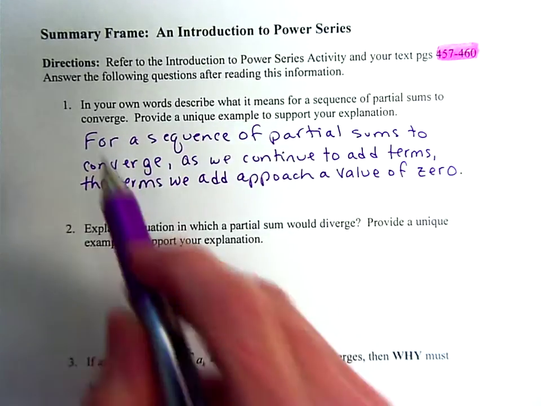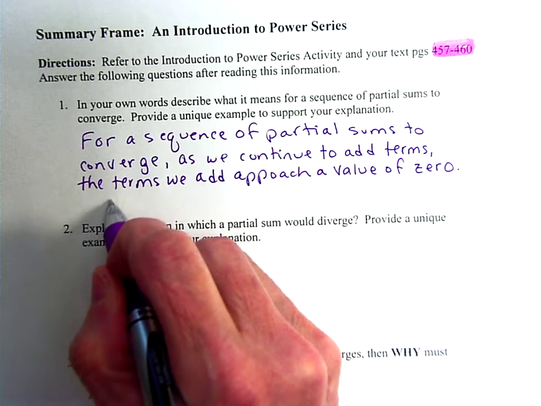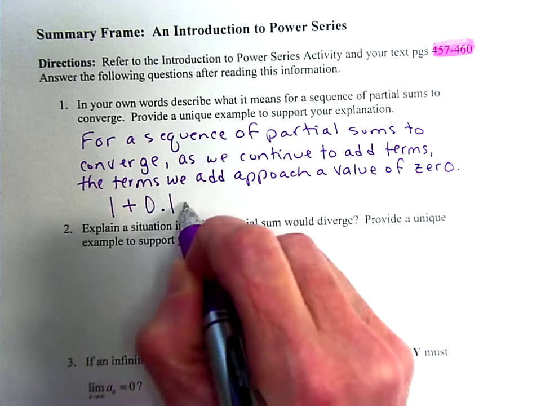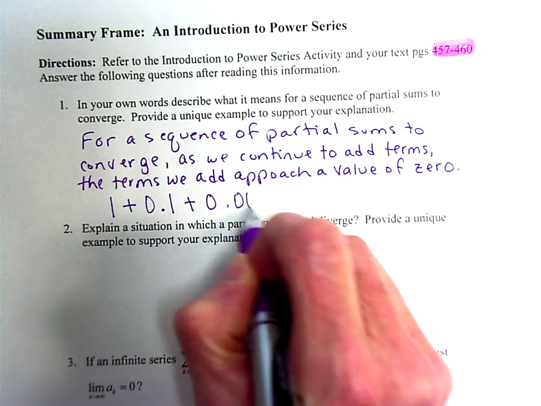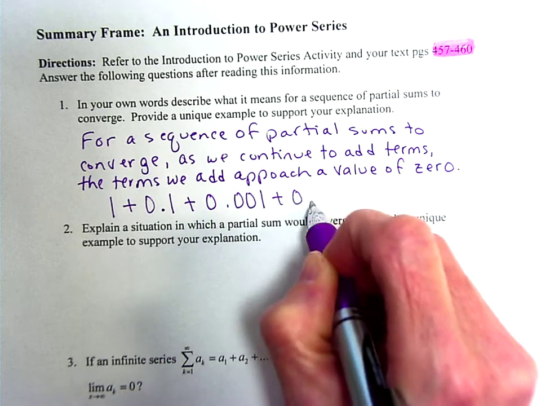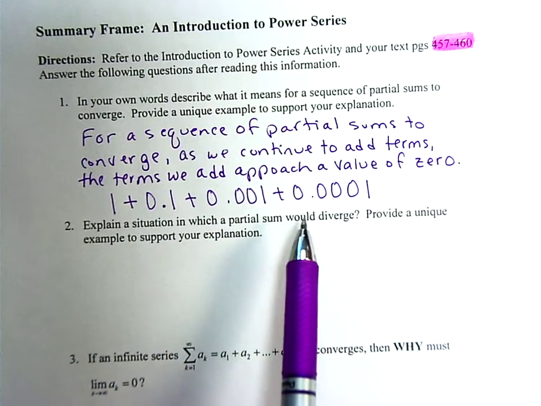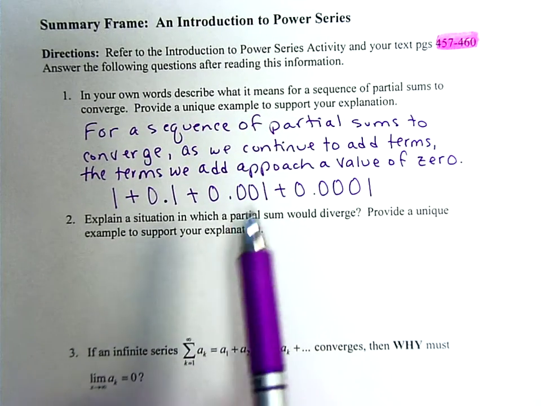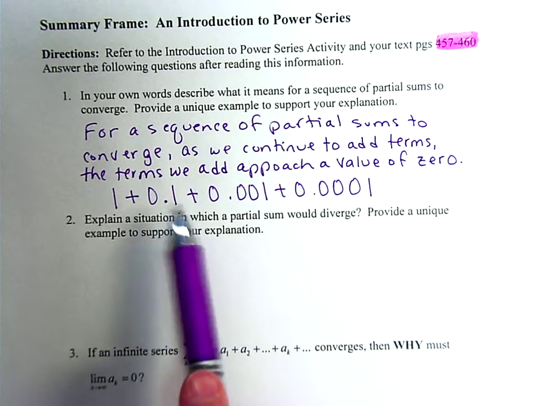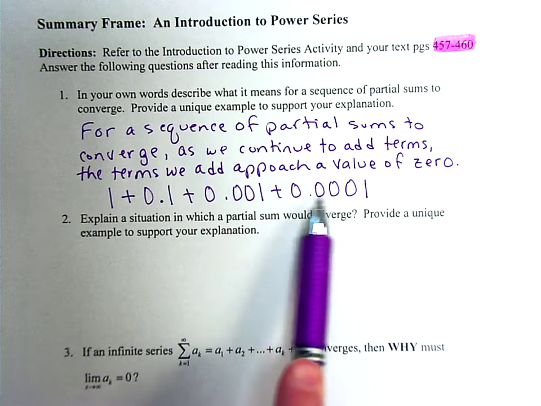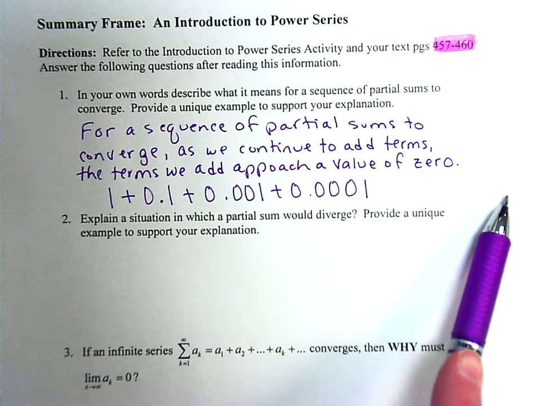So here's a quick example. I could take 1 and add 0.1 and add 0.001 and add 0.0001. So this is a geometric series with a common ratio of 0.1. And I notice as I continue to add terms that the terms are getting smaller and smaller, approaching 0.